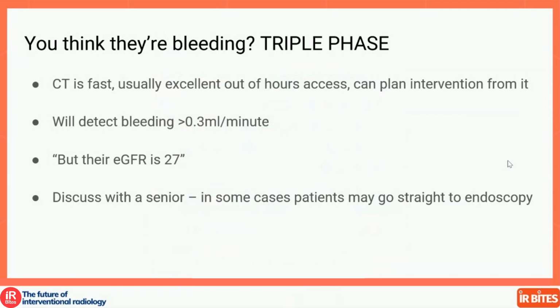You need to discuss with the patient as well, make sure that they know the risks of the CT scan with the renal function. And it's worth always discussing with a senior before you get imaging. In some cases, patients might go straight to endoscopy, particularly if they've already had imaging or had a previous endoscopy and they think they know what the issue is. That can be particularly useful if a patient has severe renal impairment, to go straight to a treatment option.